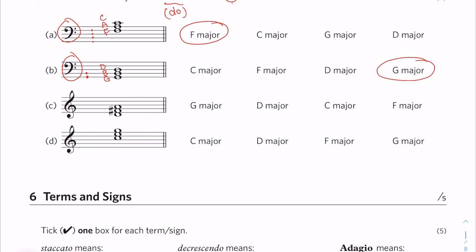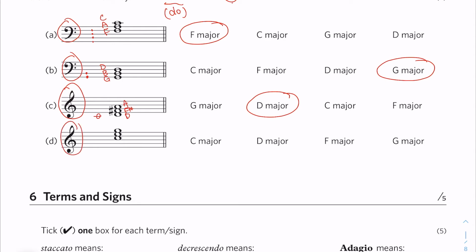Next, we're in treble clef this time. So it's your middle C, and this will be your D, F sharp, and A. This is your triad. If your triad is built on D, and if D is tonic, which is Do, then it must be in the key of D major.